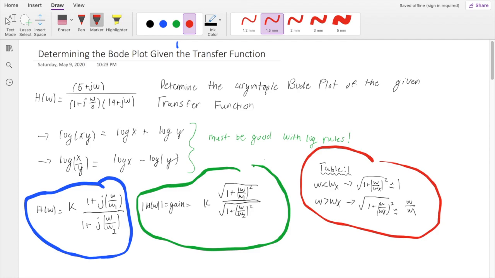Why is that? Because we can simply assume that w over wx, when wx is much larger than w, or it's slightly larger, it'll be closer to 0, because when you square a decimal, it becomes smaller. And when w is greater than wx, we can simply write that as w over w1, because the 1 won't really mean anything when w is greater than wx.